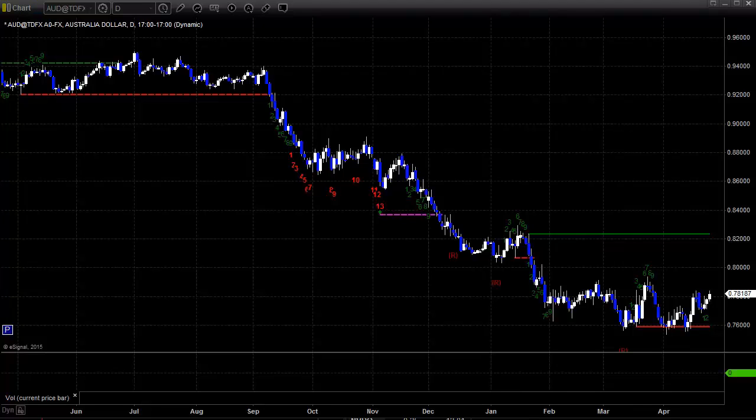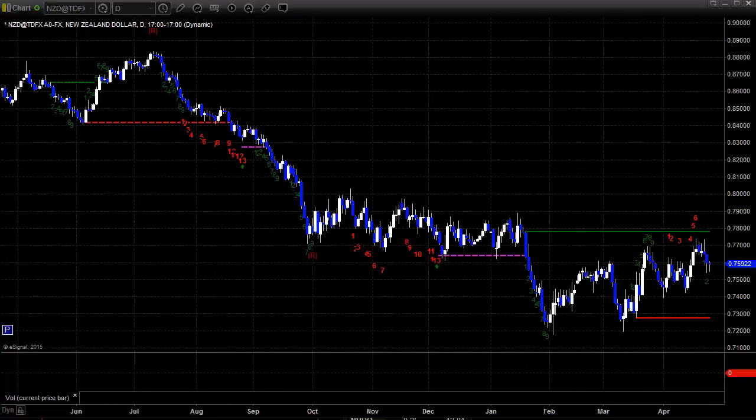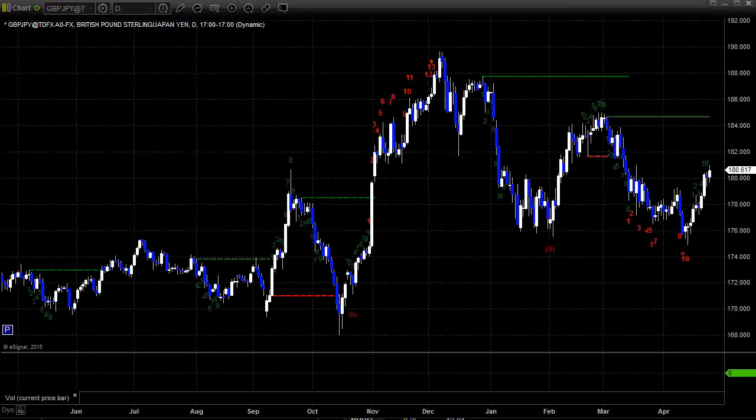Here's the Aussie dollar. It's been very flat and narrow lately for the last 3 months, basically since the start of February. Still sitting at the same price that you started February. Here's the New Zealand dollar. Almost made it back to the green static trend line on Wednesday. And here's a cross pair of the pound yen, just to show you some movement there. All right, so overall, it was an okay week.